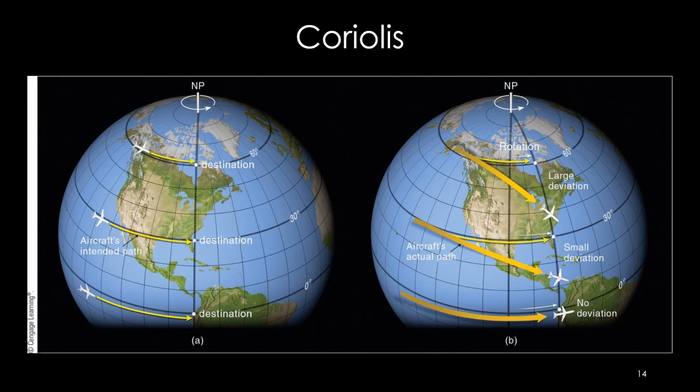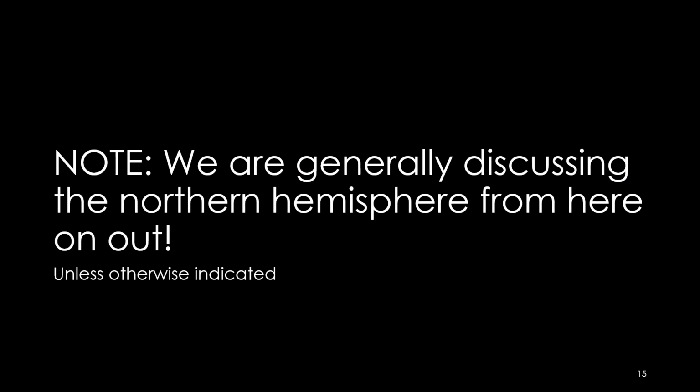In the left image, you can see the intended path of a plane as it is flying from one point to another. The idea is that you could fly along the line of longitude. However, because of Coriolis, planes flying from west to east in the northern hemisphere see a deflection to the right. And again, the deflection is strongest at the poles because of the curvature and the rotation of the Earth, and almost negligible at the equator. One point I'd like to make is that we will generally be discussing the northern hemisphere from here on out. If we ever are talking about the southern hemisphere instead, I will note that.